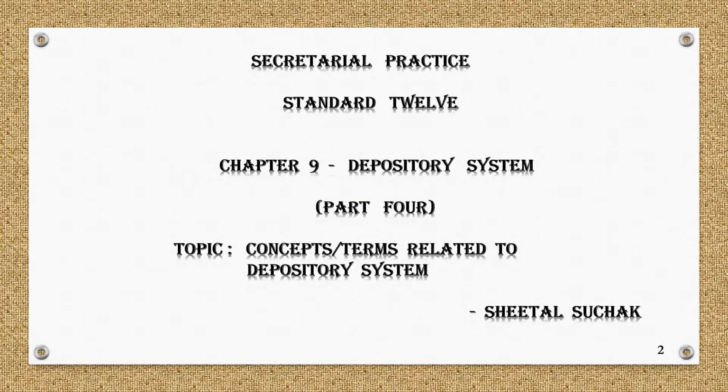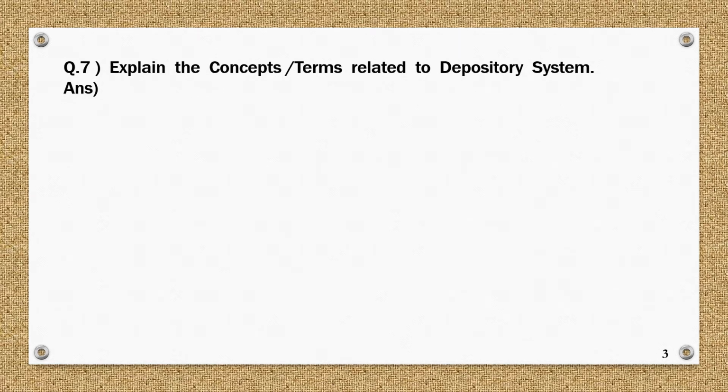Let us move towards part 4 of chapter number 9, Depository System, wherein today we are going to understand the concepts or the terms which are very much used in the depository system. In our previous video, we understood the four constituents of depository system, that is the depository participant, the beneficial owner and the issuer company. Now today, let us move towards our next question, that is question number 7, wherein we are going to understand the concepts and the terms which are related to the depository system.